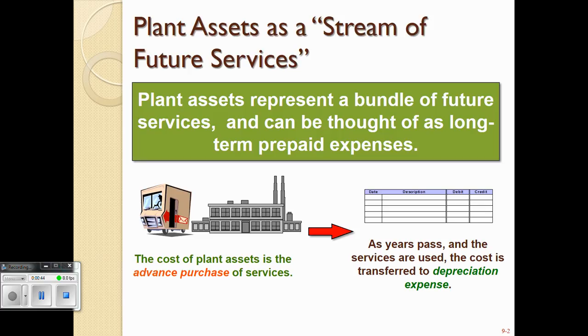Okay, so rather than taking the 40 grand that we paid for the truck and counting it as an expense when we wrote the check for 40 grand, assuming we paid cash, we're going to put that truck on our balance sheet at 40 grand because it's an asset and it's going to provide us services for the next 5, 6, 7, maybe 10 years. And then we will depreciate it over its useful life.